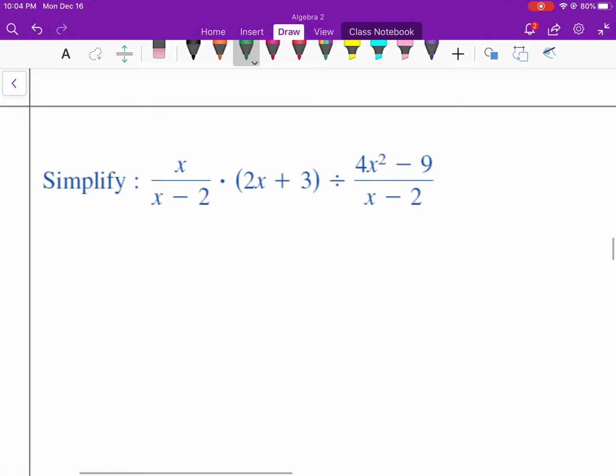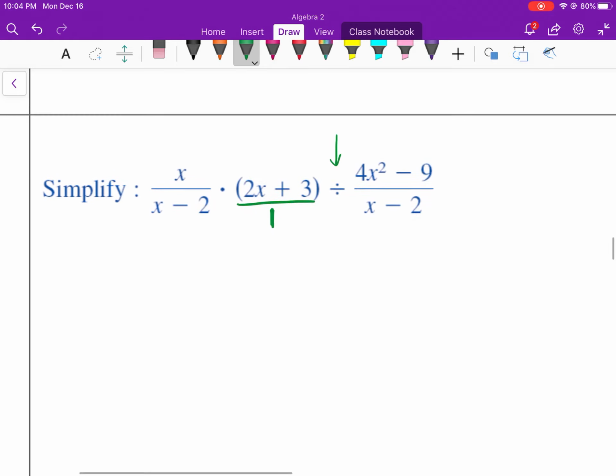Okay, the last one, I have a string of 3. The first two I'm multiplying, and then the last one I'm dividing. So for the first two, I'm multiplying, so I'm not going to change that at all. I'm just going to change the division to multiplication, and I'm going to flip just the one that follows the division sign. So you're multiplying by the reciprocal, so you only flip the rational function or the fraction that immediately follows the division sign. So you leave the first two the same because they're being multiplied.